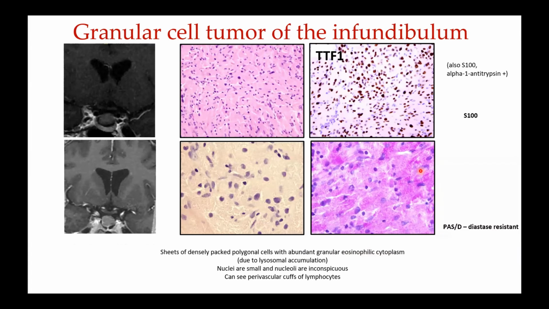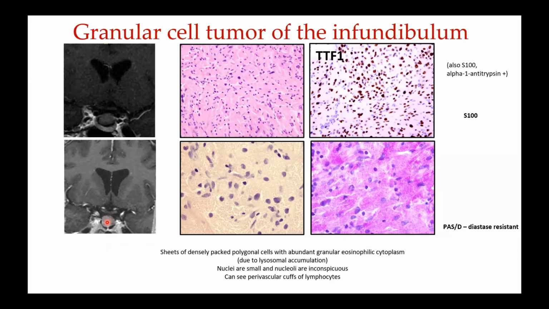Now, pivoting a little bit towards the other tumors that can arise in the sellar region. These are more in the sella themselves, and I'll start in the infundibulum and the neurohypophysis here, and then move forward to the adenohypophysis. This is an example of a granular cell tumor of the infundibulum. They can occur in the stalk itself.